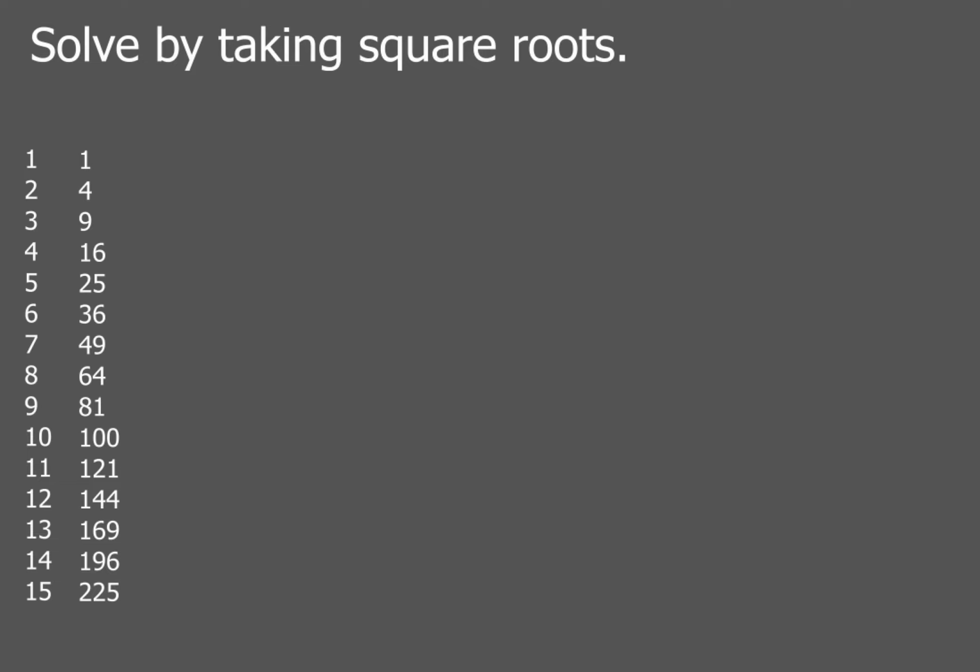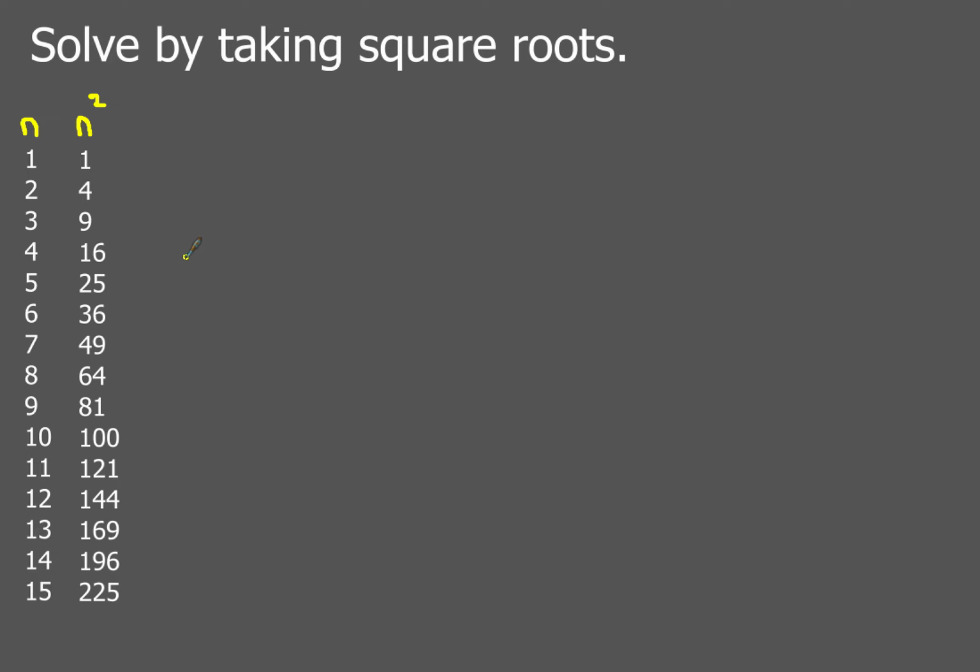Now, the very first thing that I want you to do, and you're probably going to hit pause to do this, is write these two columns of numbers. These are the first 15 integers and their perfect squares. So if I make this integer n, that column n, and this one n squared, those are going to be my two columns. So go ahead and hit pause and write down those two columns of numbers, because we're going to need that to help us when solving by taking square roots.